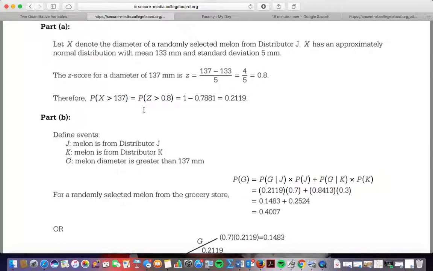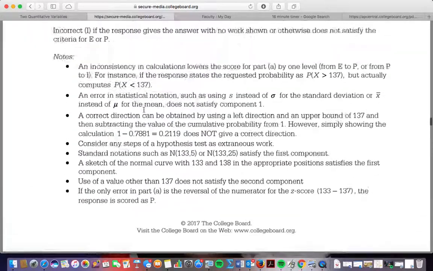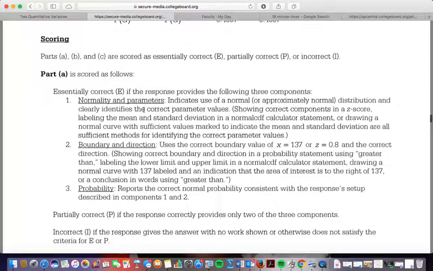Now, let's talk about this. What would account for full credit on A? 3 components. Number 1, we have to indicate the use of a normal or approximately normal distribution. What do I mean by that? This basically indicates you have to show the formula. If you use Z equals value minus mean divided by standard deviation, that counts. If you use normal CDF, you had to use lower, upper, mean, standard deviation. You have to indicate that. That's why I take stuff off the test. That's what the AP exam requires.